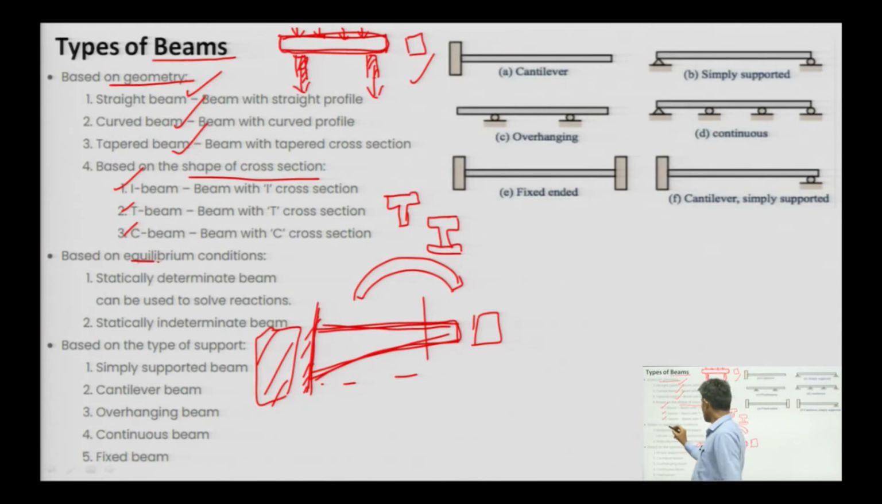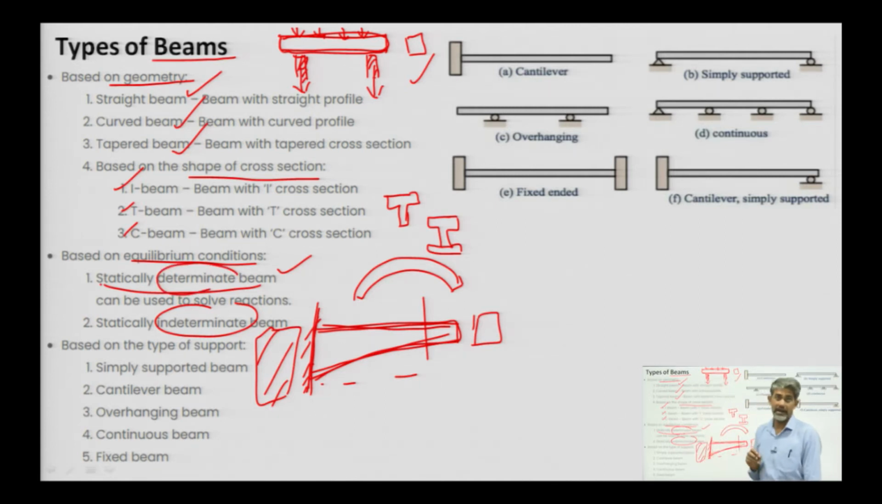On the basis of equilibrium conditions, these are statically determinate beams and statically indeterminate beams, determinate and indeterminate beams, that I have told you in the previous class, okay. If you do not understand what is a determinate and indeterminate structure, kindly go through those lectures, okay.